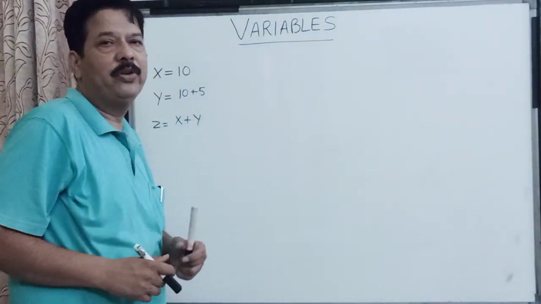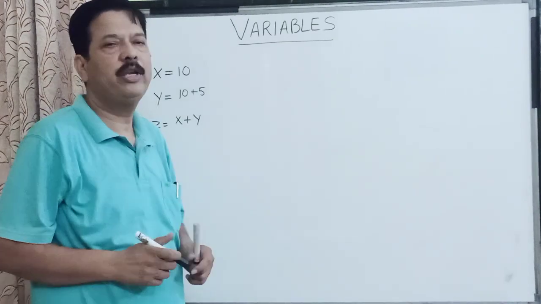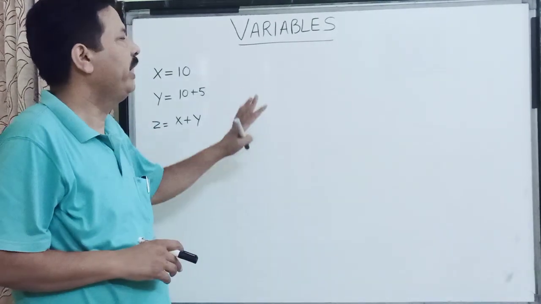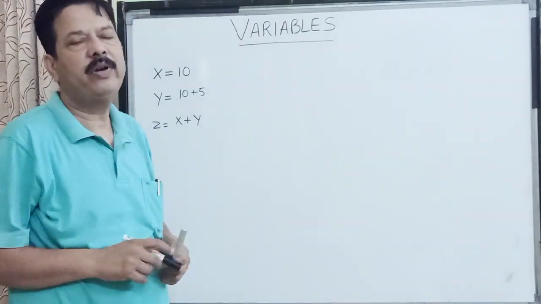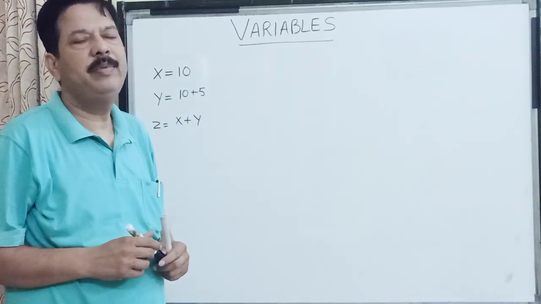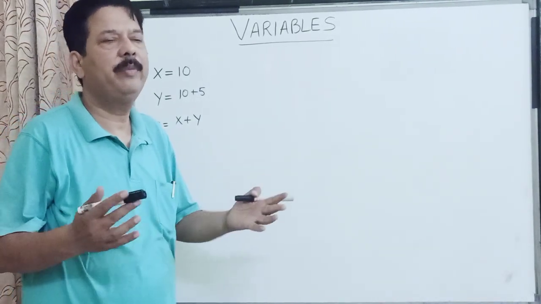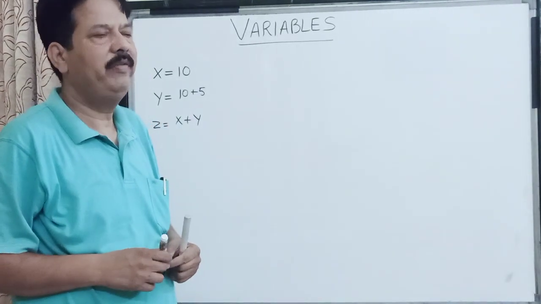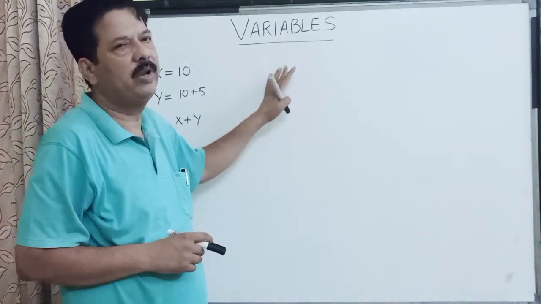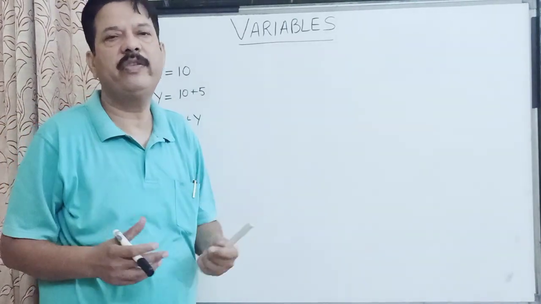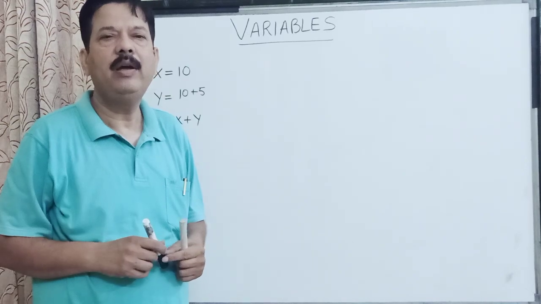So, welcome children. Today I am going to teach you variables in computers. So, they are very important children. As the word variable indicates, it is something which changes. So, when we talk about variables in computers, these are values which change during the execution of the program.